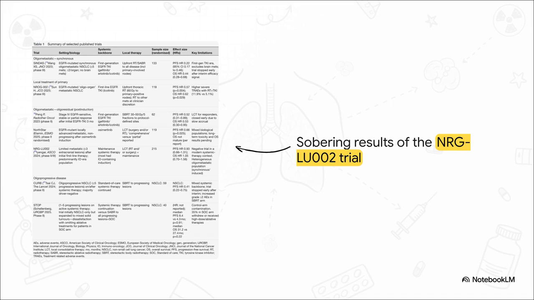We have to talk about the massive modern benchmark that is the NRG-LU002 trial, because it provides a pretty sobering reminder. Routine local consolidation does not offer a meaningful survival benefit for all non-progressing patients on modern immunotherapy. The hazard ratios for progression-free and overall survival hovered right around 1.0, no difference at all. But importantly, the grade 3 or higher pneumonitis rate jumped to a full 10% in the local therapy arm, compared to just 1% in the maintenance systemic therapy arm.